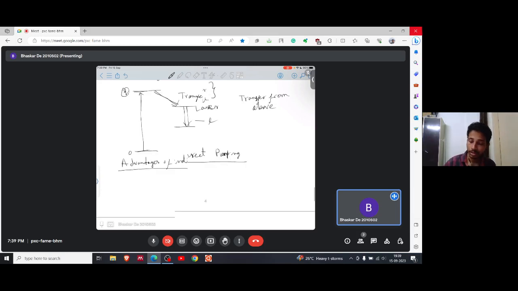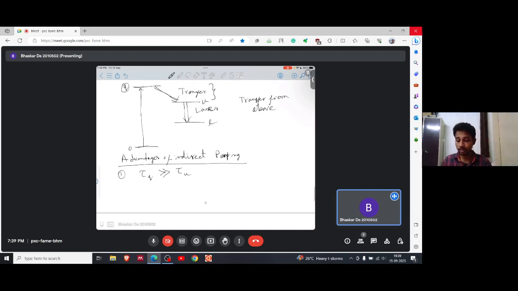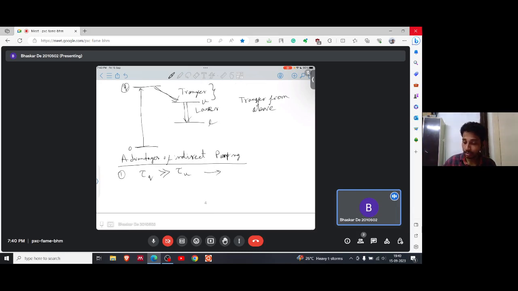In some cases the lifetime of the Q level is much larger than tau U. So the lifetime of the level Q is larger than the lifetime of U. That means that the population in the Q level will stay for a longer time there. So that makes the level Q a reservoir.